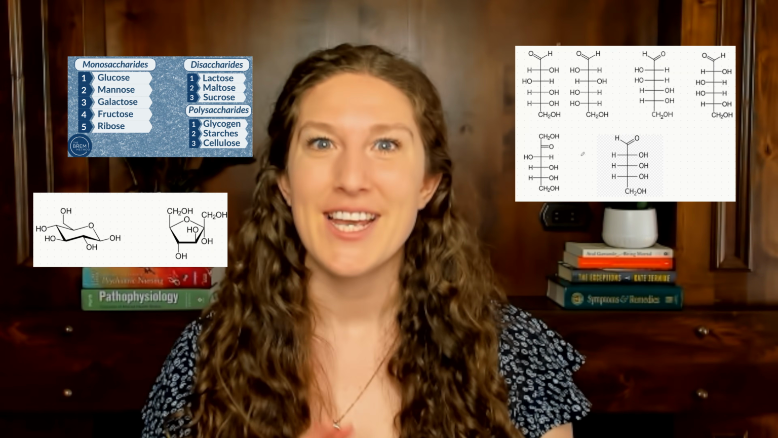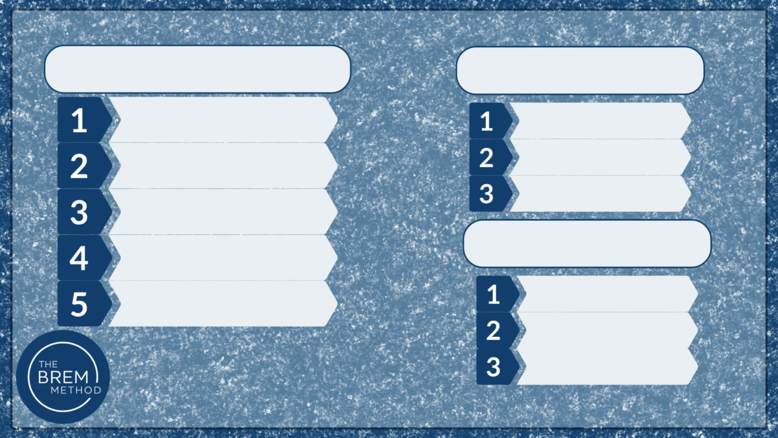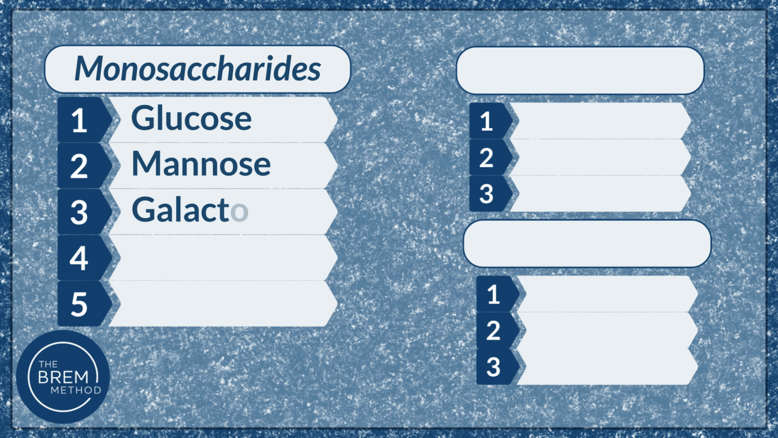Sugars. We love to eat them, hate to learn them for the MCAT. In this video, you're going to learn the names, the structures, the isomer forms, and the bonding characteristics for all the types of sugars that you need to know for testing. We're going to start with monosaccharides. The 5 monosaccharides you'll need to know are glucose, mannose, galactose, fructose, and ribose.